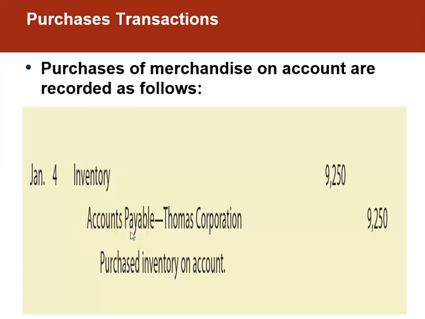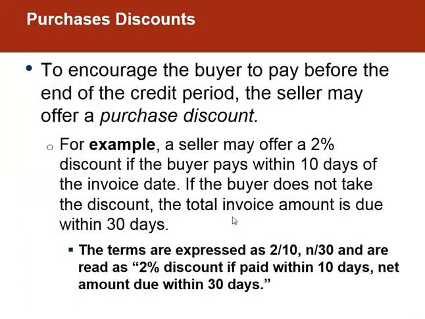But we're going to have a subsidiary account for this vendor, because this is who we purchased the inventory from, Thomas Corporation. So accounts payable is the controlling account. Thomas Corporation is the subsidiary account. That way, when we pay this bill, not only does accounts payable go down by $9,250, but so does our debt specifically to Thomas Corporation. And of course, we expect them to do the same thing on the other end of this transaction.